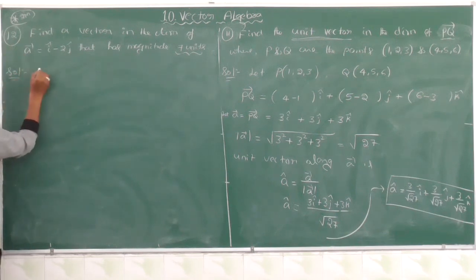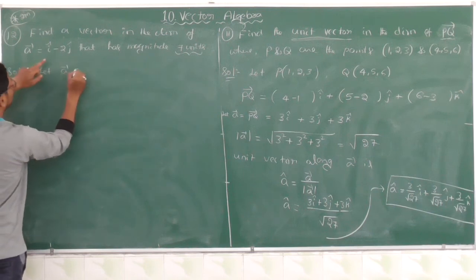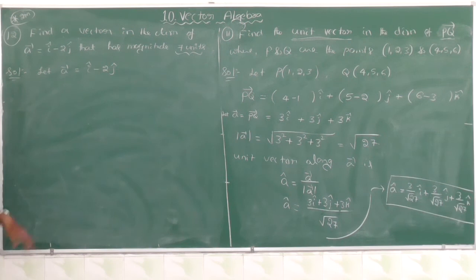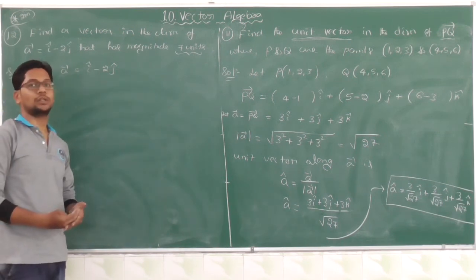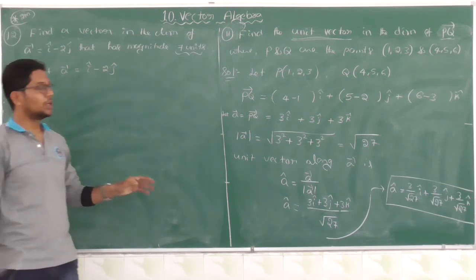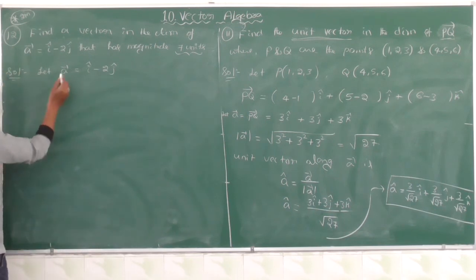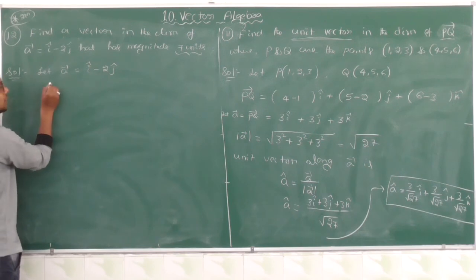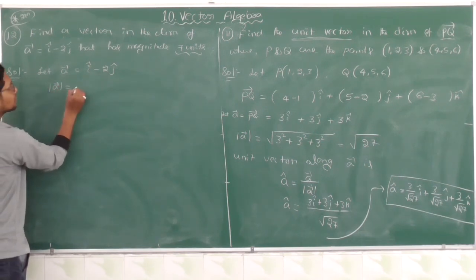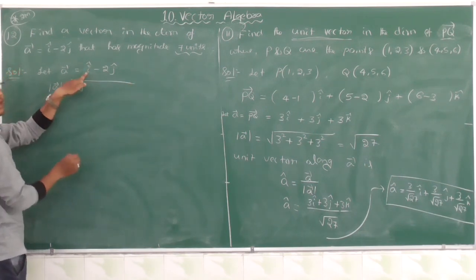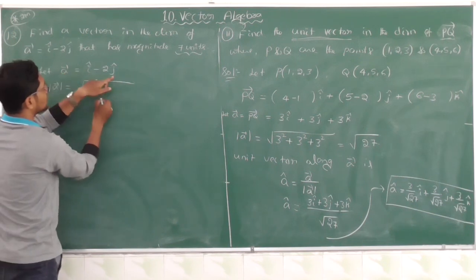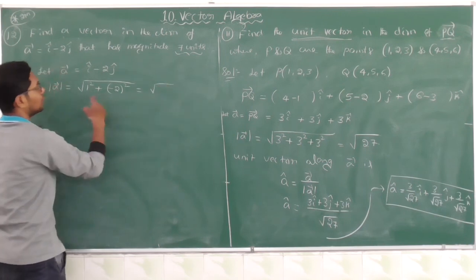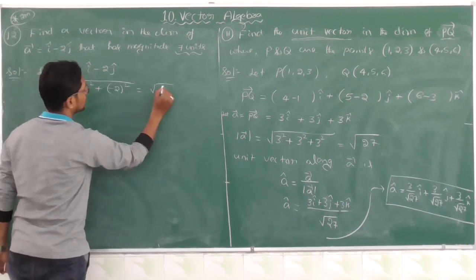Solution. Let the given vector be A vector equals i cap minus 2j cap. First find out a unit vector. You know already how to find a unit vector. For that, we need the magnitude of A vector, which equals square root of 1 square plus minus 2 whole square, equals square root of 4 plus 1, which is square root of 5.